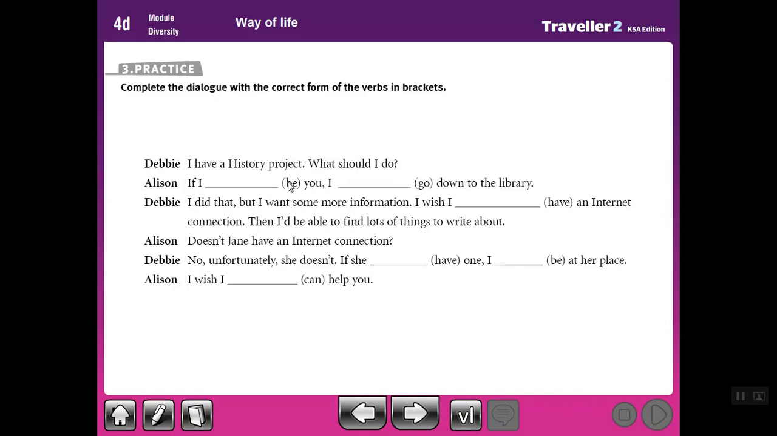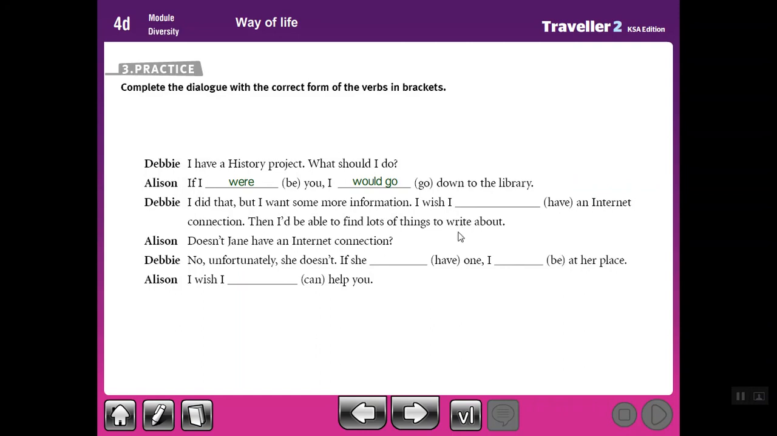What should I do? If I were you, here is an advice, I would go down to the library. Here I used if plus the verb to be in the past simple tense. I did that. I went to the library. But I want some more information.